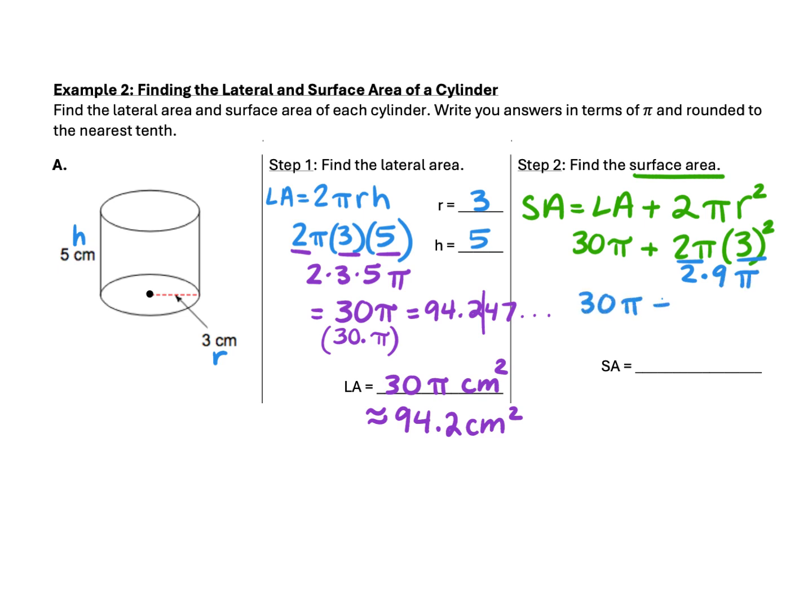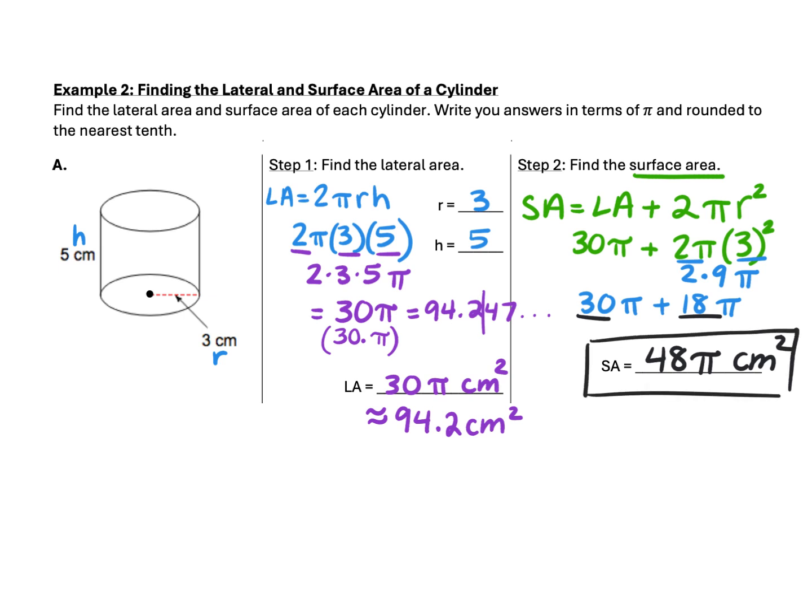And 30 pi plus 18 pi, since they both have pi's in them, those are like terms. So 30 pi plus 18 pi is 48 pi. And it's an area, so we have centimeters squared. So that is our surface area.